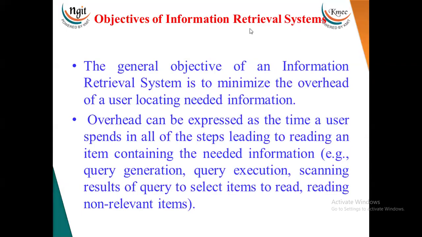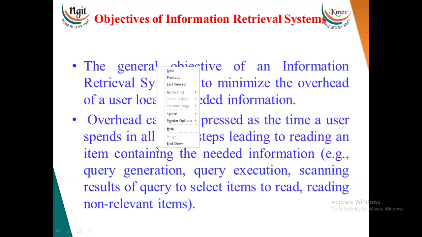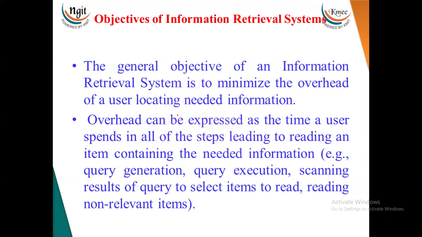Okay, and what are the main objectives of the IRS? What are the main objectives of the information retrieval system? The general objective is to help the user locate needed information, to minimize the overhead of a user locating required information. So what is the overhead over here? It can be expressed as time.